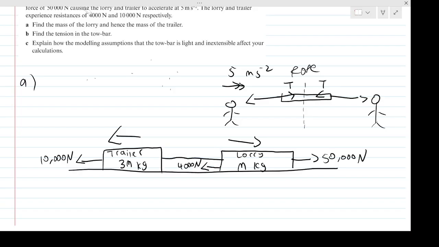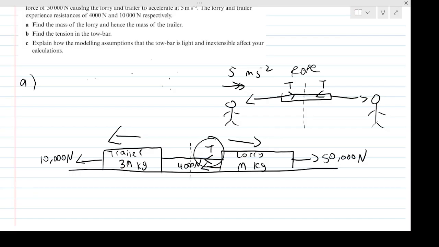So again, what happens is that there's going to be a tension here from the lorry. If I split this into two, we've got a tension from the lorry in the rope. So the tension by the lorry is going to go to the left, because the lorry is trying to pull the tow bar to the right. So the tension is going to go to the left to oppose the stretching due to the lorry.